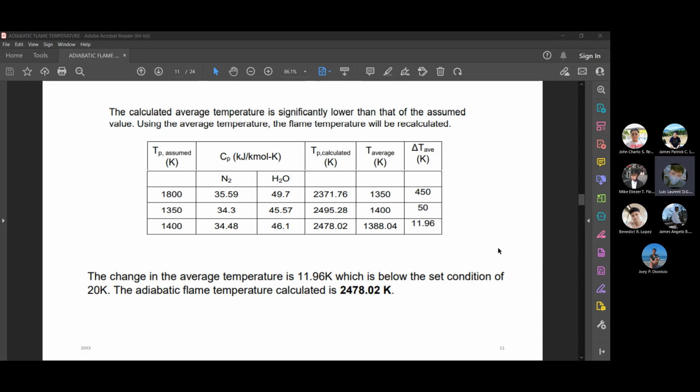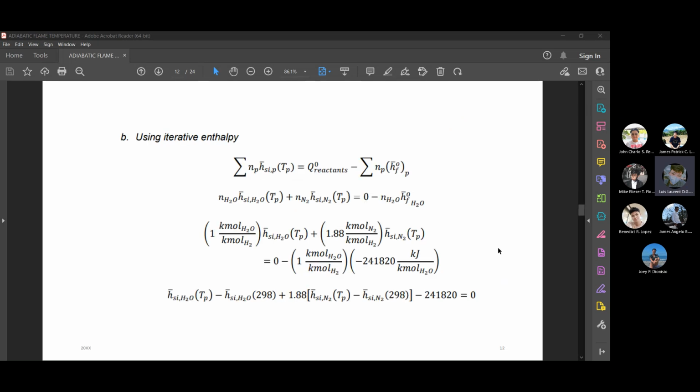Using the average temperature, the flame temperature will be recalculated as stated in the table in the presentation. The change in the average temperature is 11.96 Kelvin, which is below the set condition of 20 Kelvin. The adiabatic flame temperature calculated is 2478.02 Kelvin. So, next slide, please.